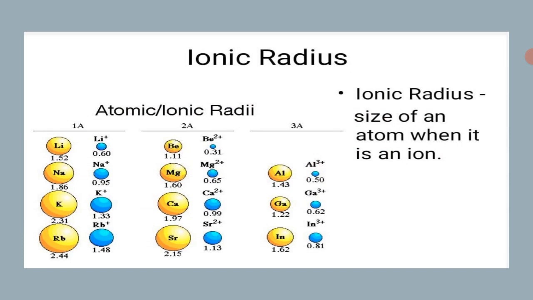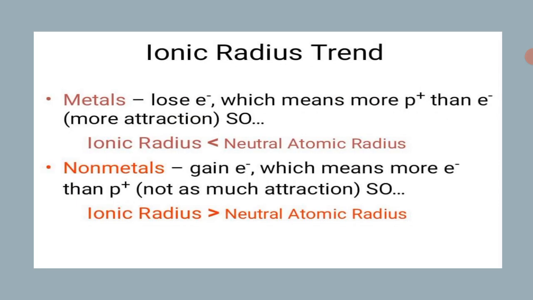Then we come to ionic radius. Ionic radius is the size of an atom when it is an ion. Ionic radius trend. Metals lose electrons, which means more protons than electrons, so the ionic radius is less when compared to the neutral atomic radius. Nonmetals gain electrons, which means more electrons than protons, so the ionic radius is greater than the neutral atomic radius.